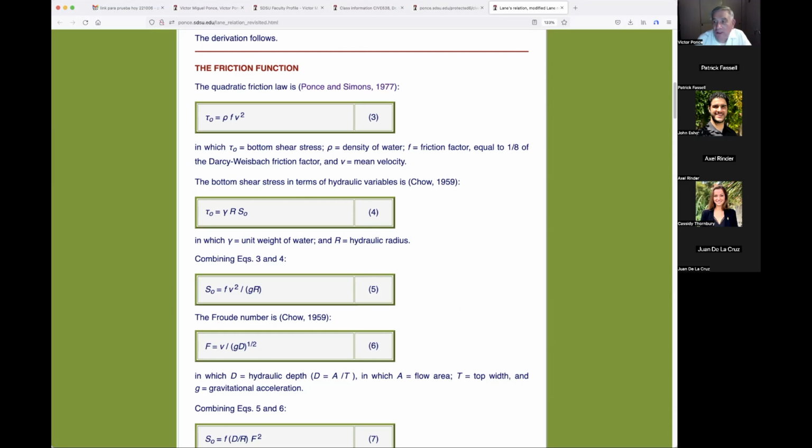Now, those of you that, I believe it was in this class that I listed 6 or 7 friction equations, among them my own equation. Remember that? Yeah, remember that for the exam. Okay, the bottom shear stress in terms of hydraulic variables is, that's a standard formula.